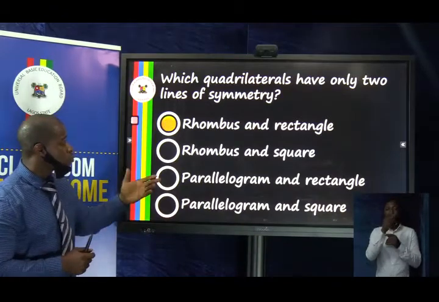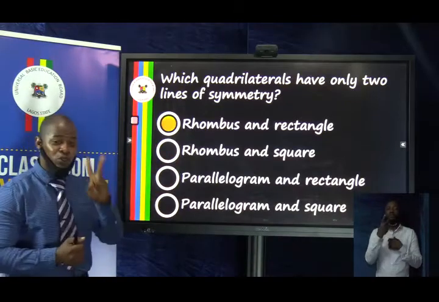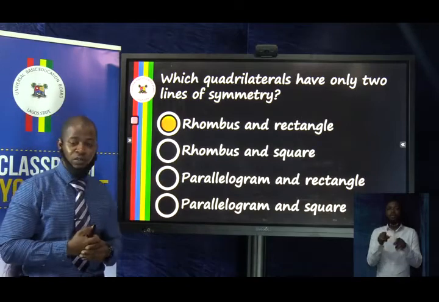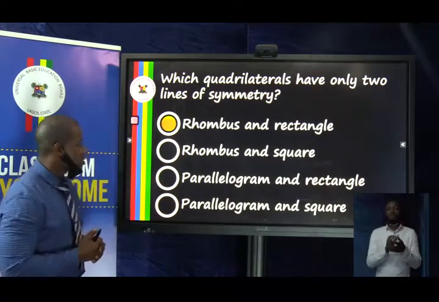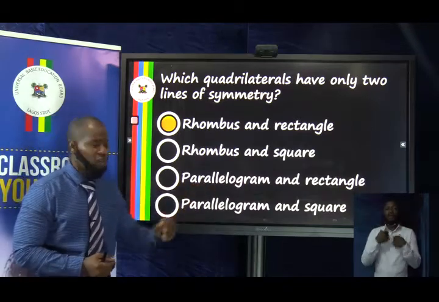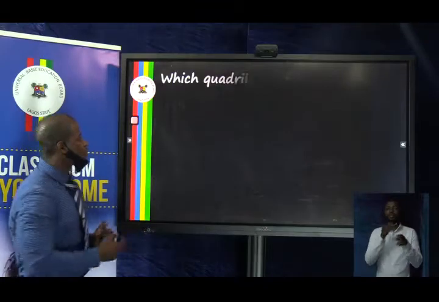The correct answer is rhombus and rectangle. Congratulations. A rhombus has 2 lines of symmetry along the diagonals and a rectangle has 2 lines of symmetry along the parallel sides. A square has 4 lines of symmetry. A parallelogram has no line of symmetry. So rhombus and rectangle is the correct answer.